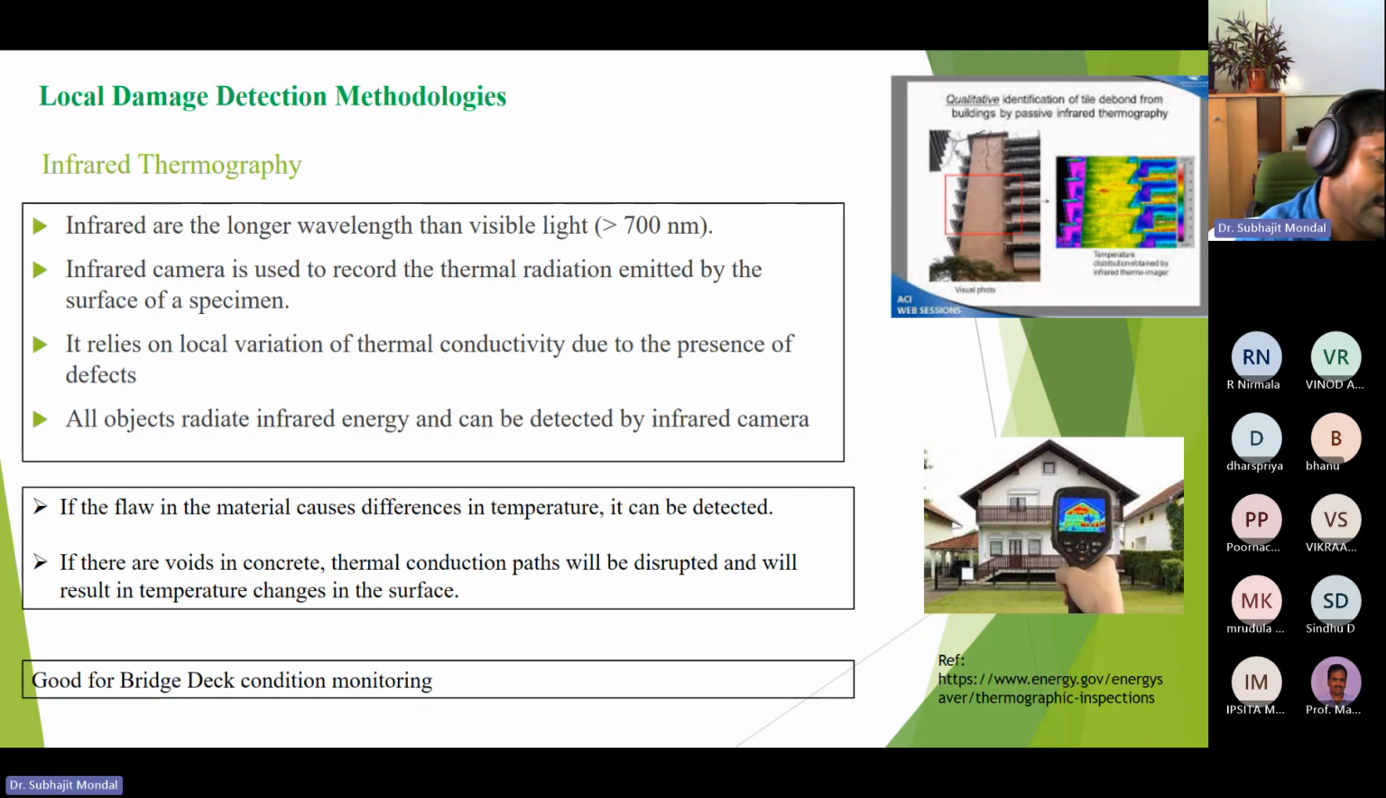Another is infrared thermography. Infrared thermography tries to see the difference in temperature. If there is some crack or seepage, it picks up the temperature difference and can identify the damage location. So these are the non-destructive testing methods through which we can identify damages. Okay, let me stop here.